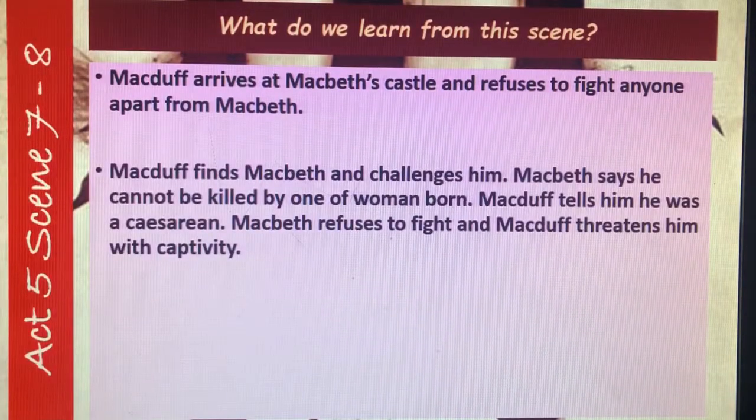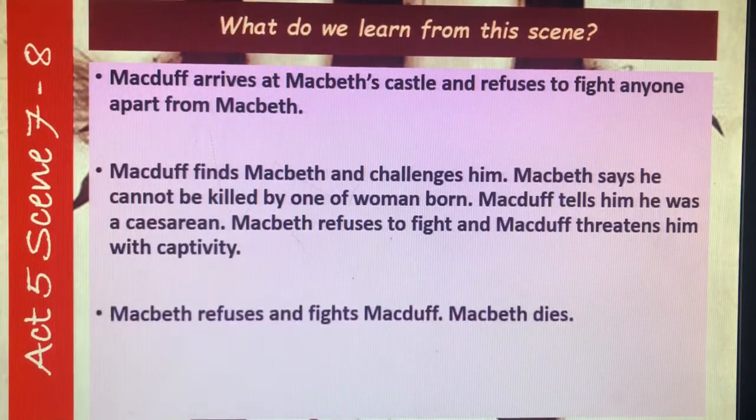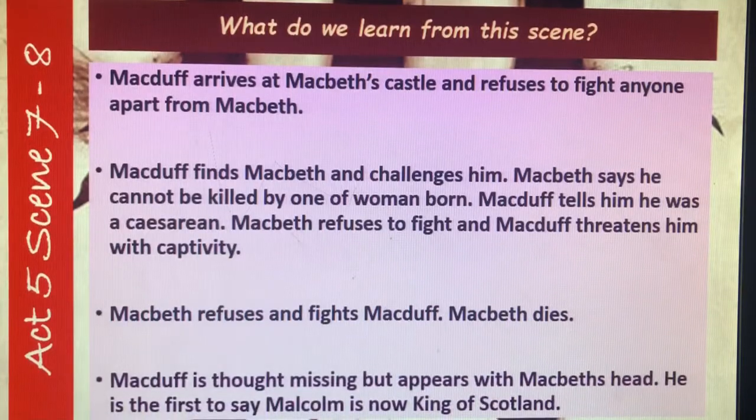Macbeth says he cannot be killed by one of woman born. Macduff tells him he was a Caesarian. Macbeth refuses to fight and Macduff threatens him with captivity. Macbeth refuses and fights Macduff. Macbeth dies. Macduff is thought missing but appears with Macbeth's head. He is the first to say Malcolm is now King of Scotland.